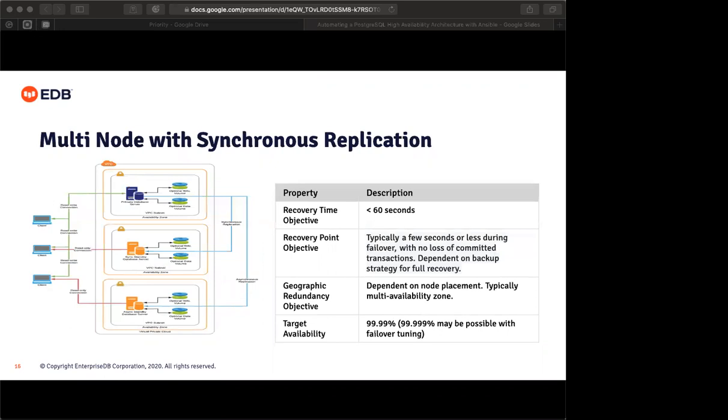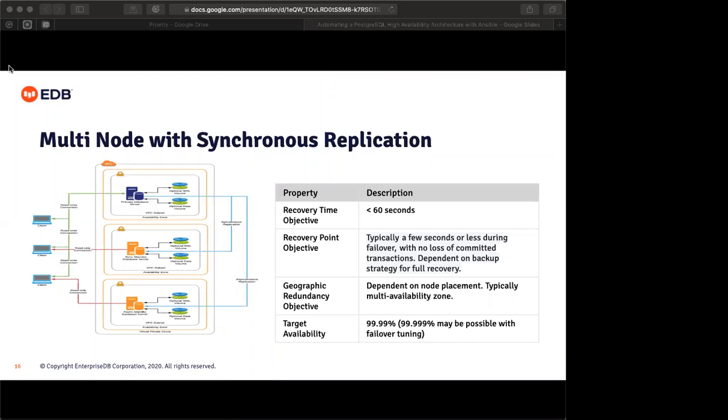The other one is, again, a multi-node architecture with synchronous replication. Here, it's similar to the one we saw in the previous slide. You have one primary and you can have two synchronous replicas, or one synchronous replica, totally up to you. Recovery time objective is less than 60 seconds, and you can think of it as near zero data loss, right?